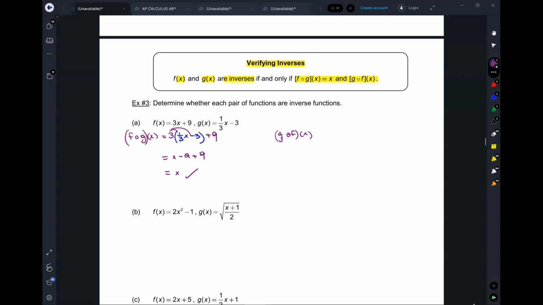So now it's going to be 1 over 3 times (3x plus 9) minus 3.